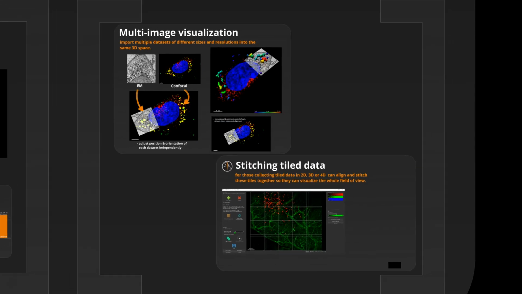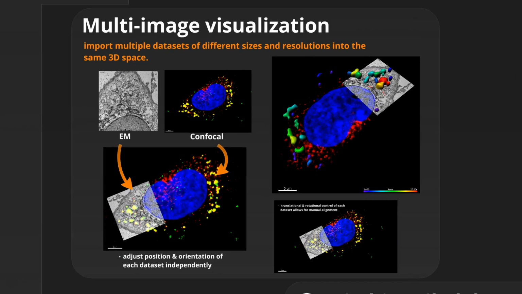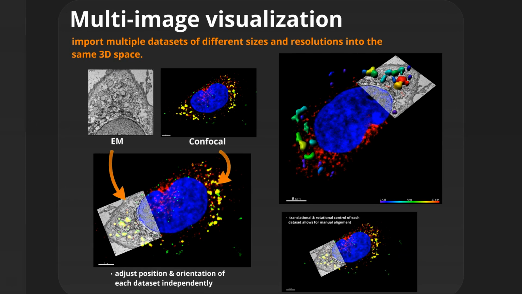Okay. Next thing, I want to talk about 2 new features that have been recently added, which give you the ability to do something that for existing Imaris users you were not able to do previously. So the first thing is we now have a multi-image visualization. So what that means is previously you would open up one data set and you would visualize and render and analyze that one data set. Now you can open up to 16 different images of different sizes and different resolutions in the same 3D space.